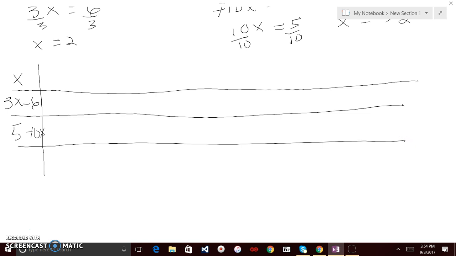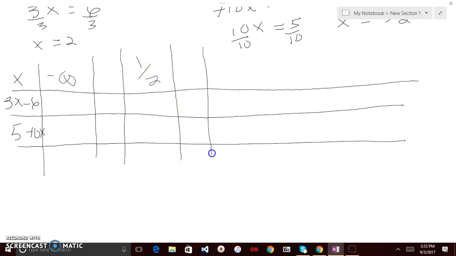So what you want to do next is plot those factors, and the things in between them and outside of them. So first of all, we start from negative infinity. And then here is going to be everything between negative infinity and our first zero, which was 1/2, because 1/2 comes before 2. Everything between 1/2 and 2 goes here. Everything between 2 and positive infinity goes here.